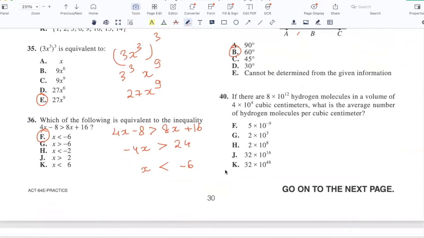If there are 8 into 10 to the power 12 hydrogen molecules in a volume of 4 into 10 to the power 4 cubic centimeters, what is the average number of hydrogen molecules per cubic centimeter? Okay, so 8 into 10 to the power 12 divided by 4 into 10 to the power 4. So that's 8 divided by 4, which is 2, into 10 to the power 8. Right, so that's H.